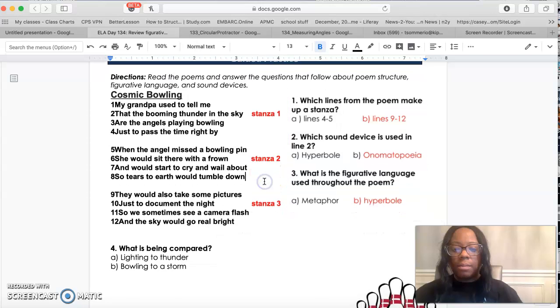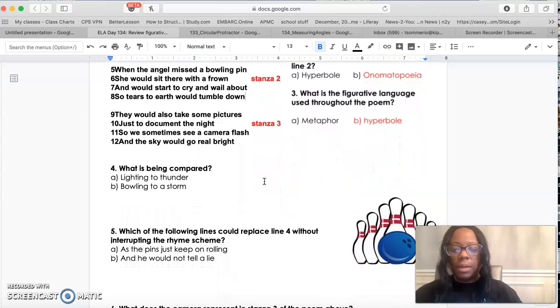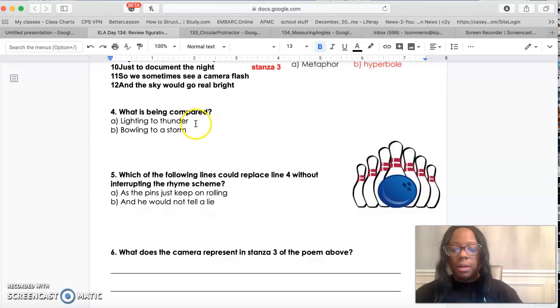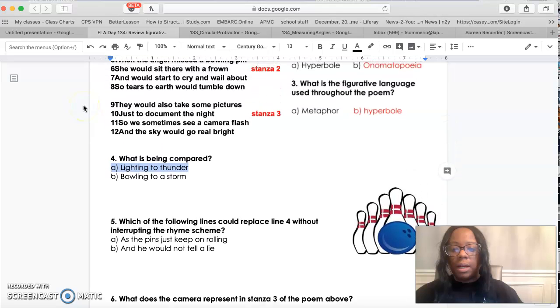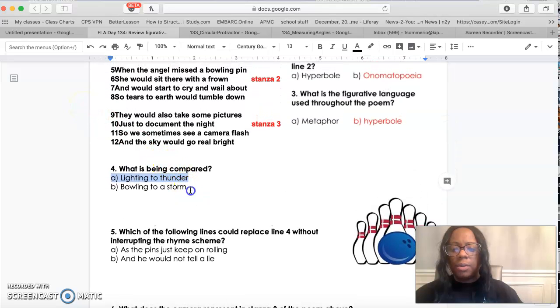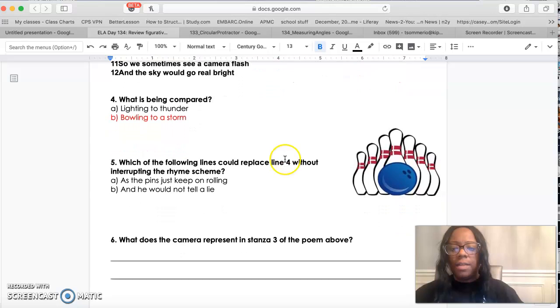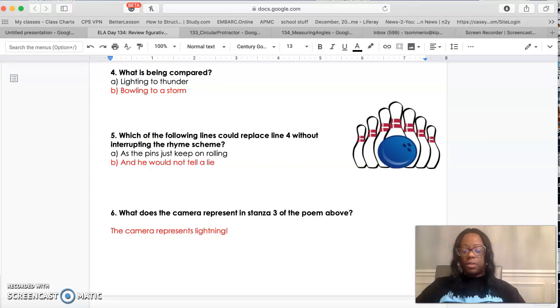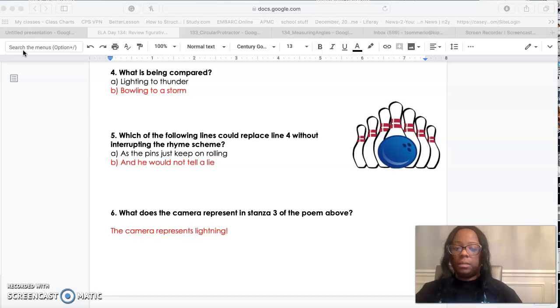All right. Number 4, what is being compared? In the poem, lightning is being compared to thunder. Nope, we can eliminate that one. Bowling is being compared to a storm. And then we have question number 5. Okay, I have my answers for questions number 5 and 6. And in red, please do your independent practice.